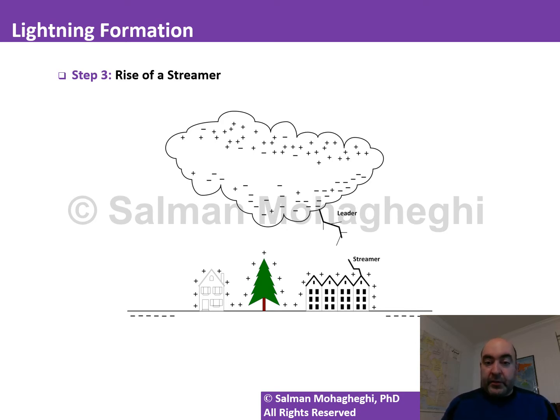The next step is the rise of a streamer. Streamer is pretty much the same concept, except that it has a different type of charge. So when you're talking about negatively charged cloud to ground lightning, the leader is going to be negatively charged and the streamer is going to be positively charged. And similar to leader, it creates that ionized path and it tries to rise towards the cloud. The last step is when the leader and the streamer basically meet. When they meet, they create a channel through which the positive and negative charges neutralize one another. This is what we call a return stroke.